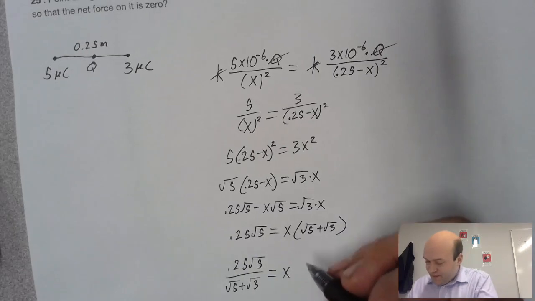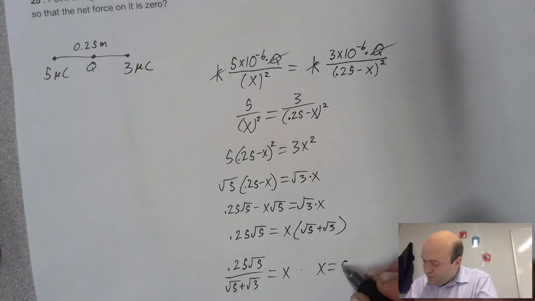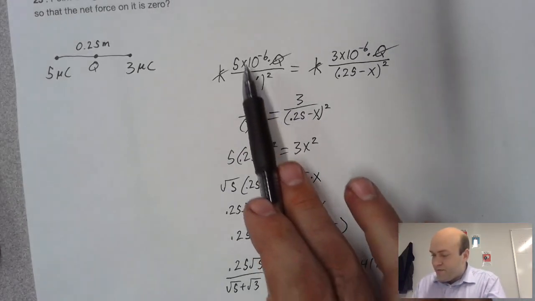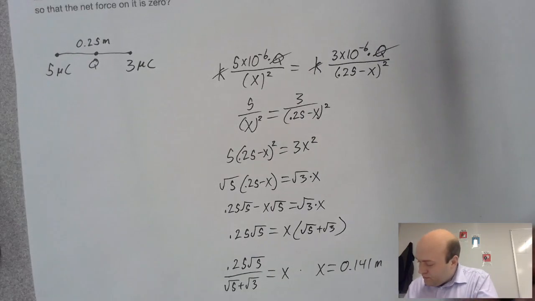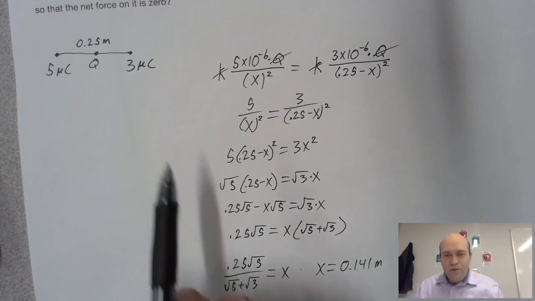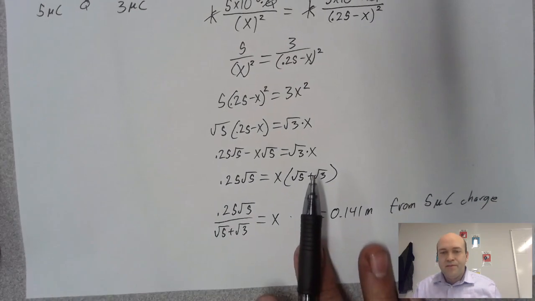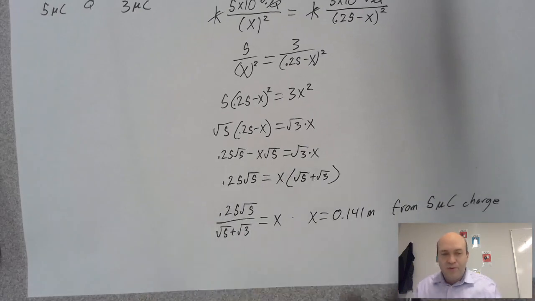If I go ahead and solve that, type all this into a calculator, I get my distance 0.141 meters, and just because of where I chose to put my x up here, that'll be the distance from the 5 microcoulomb charge. And if I subtract that from the 0.25, I can find the other one. If I subtract that from the other one, then I could find the distance from the 3 microcoulomb charge.